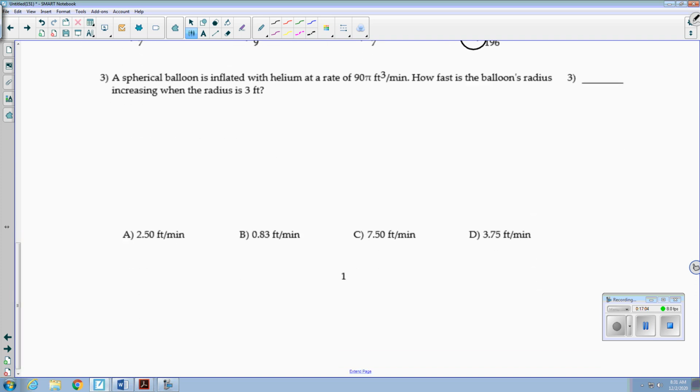A spherical balloon is inflated with helium at a rate of 90 pi cubic feet per minute. How fast is the balloon's radius increasing when the radius is 3 feet? So we have this balloon, it's a sphere.